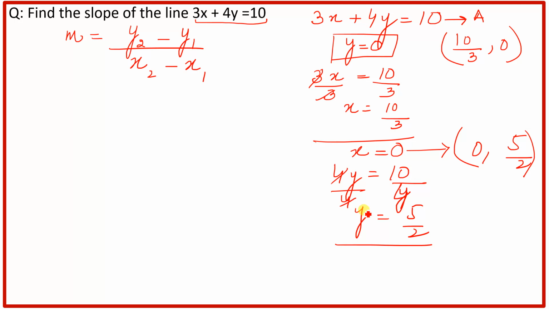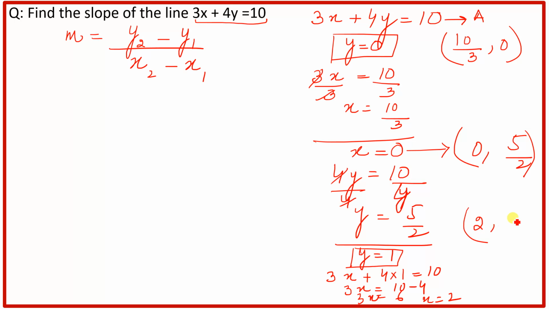Third, you can take any arbitrary value for x and y. If I say put y is equal to 1 in equation A, so it will be 3x plus 4 into 1, because now y is equal to 1, equal to 10, which is equal to 3x is equal to 10 minus 4, which is equal to 6, so x equal to 2. So our third solution set will be 2 and 1, right? So this represents x1, this is y1. Same thing, this is x2 and y2.